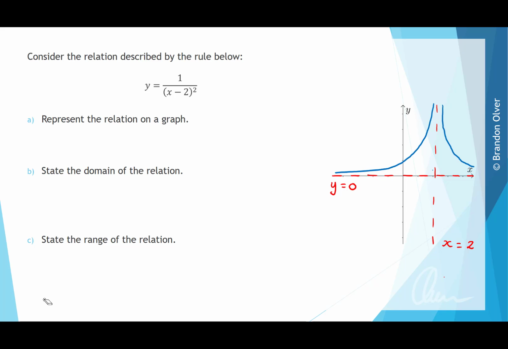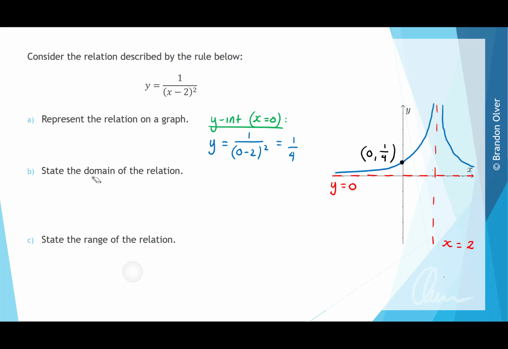And the last thing we need to find is the y-intercept of this graph. So the y-intercept occurs when x is equal to 0. So when x is equal to 0, we have y is equal to 1 divided by (0 minus 2) squared, which gives 1 divided by 4. So this point here is 0, 1/4.